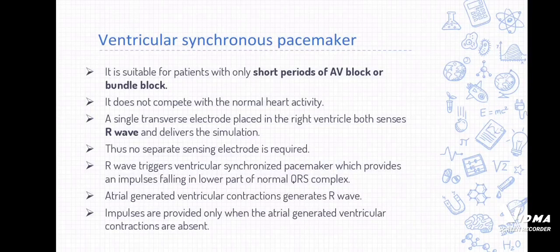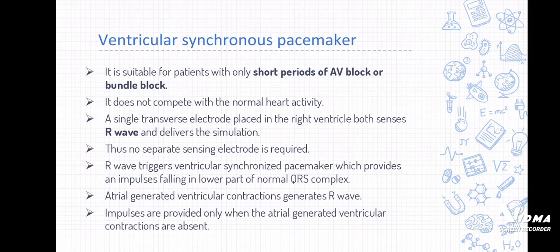Ventricular synchronous pacemaker. It is suitable for patients who suffer from a short period of AV block. The electrode is placed in the right ventricle of the heart and is used to sense the R wave. If ventricular contractions are absent, then the pacemaker provides the paces. This type of pacemaker does not compete with the normal activity.